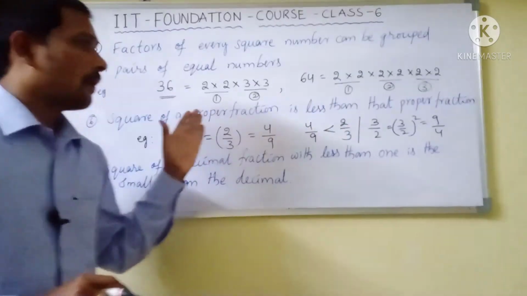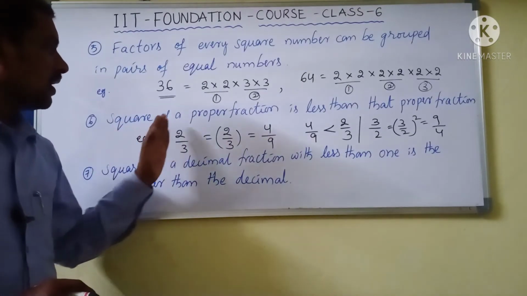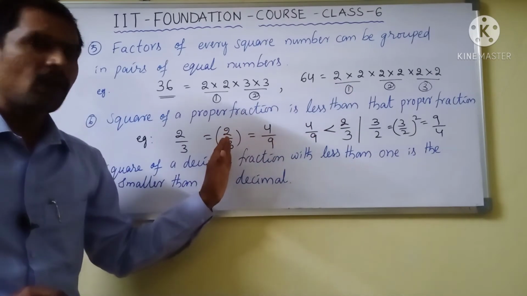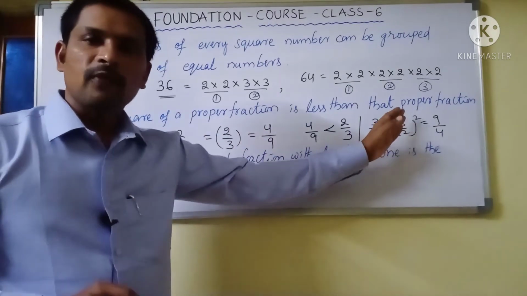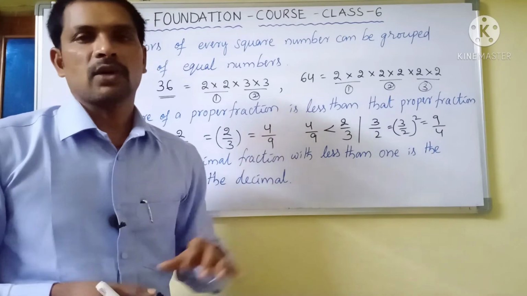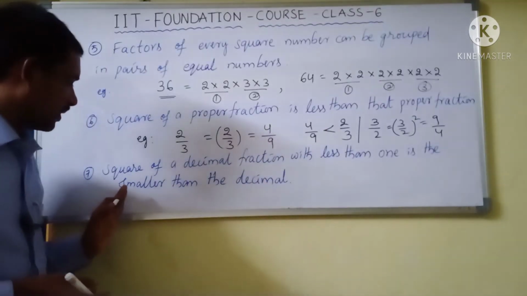So this is property number 4. What do you mean? The square of a proper fraction value is always less than the proper fraction value. Then the square of an improper fraction value is always greater than the given fraction value. Then let us go for the 7th property.